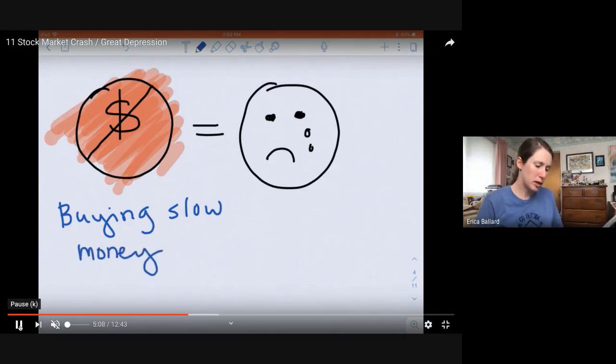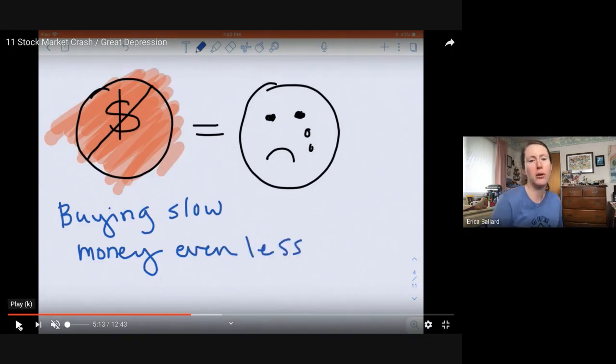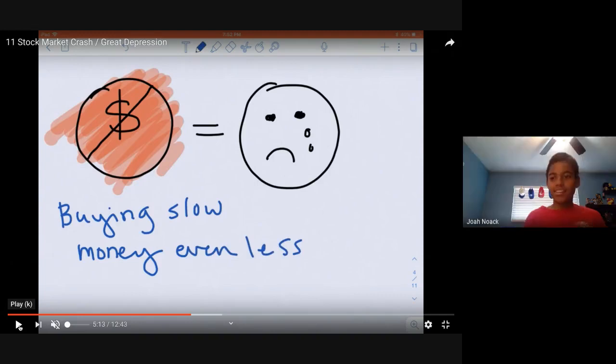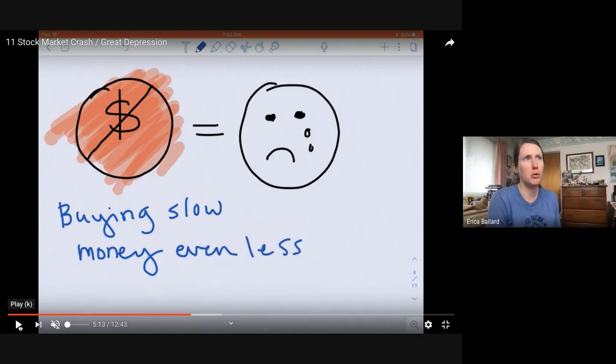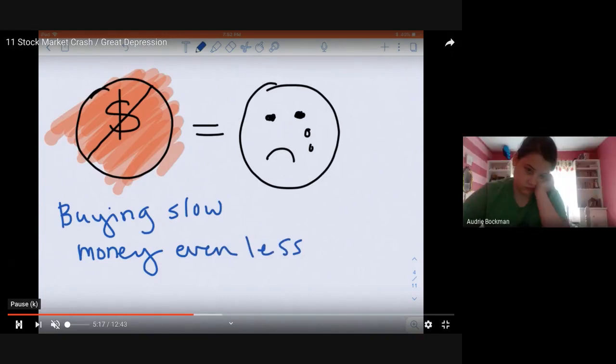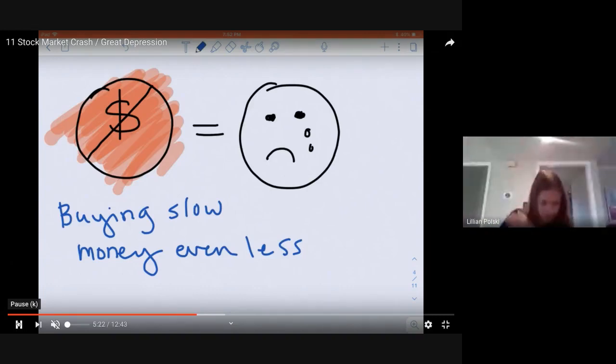Okay, so we divide our profits, so everybody got less. So buying is going to slow, and everyone's going to have even less money. So I'm not making as much money at my bakery, so I'm not going to go and buy green beans from Joa, and I'm not going to go buy a car from Sage, and I'm not going to go buy pickles from Lily. So I have less money to spend. That means that the other businesses are going to make less money off of me. So I think that's number 6.